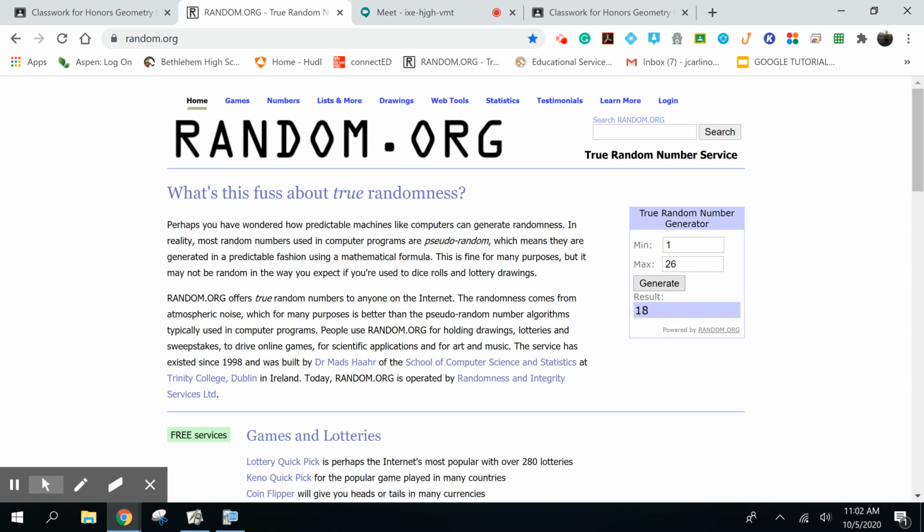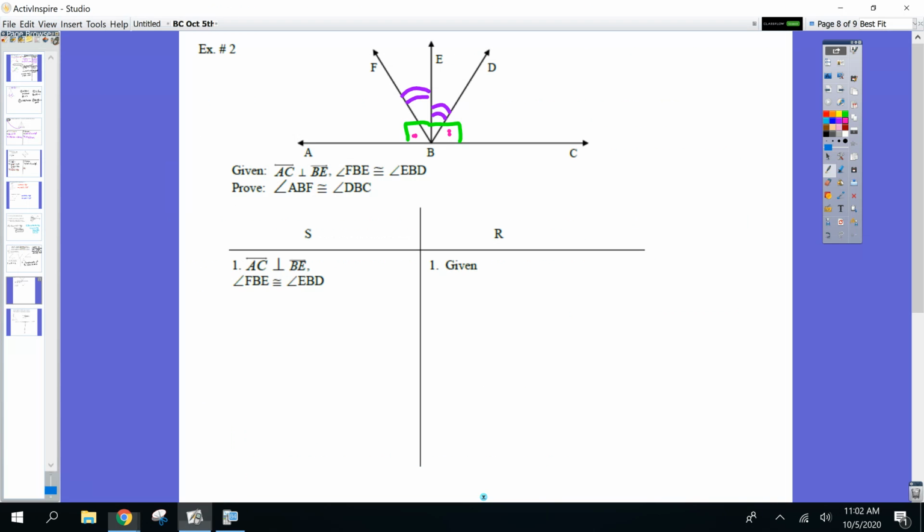18. Let's roll. Here we go. Owen, question. EBF. Do you see that angle, Owen? EBF. Yes. And FBA. Do you see that angle?